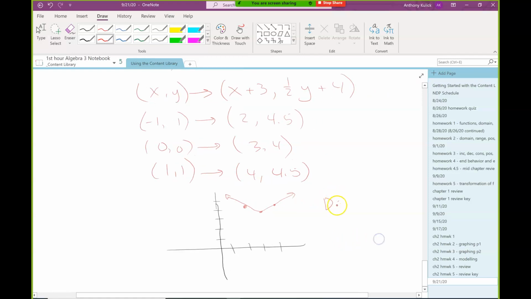My domain then, since it's an absolute value function, the domain is always negative infinity to positive infinity. And the range then depends on the A and the K. Here, since A is positive, I know I'm going to be starting with my K value and going to positive infinity. If the A value is negative, we'd start with negative infinity and go up to K.